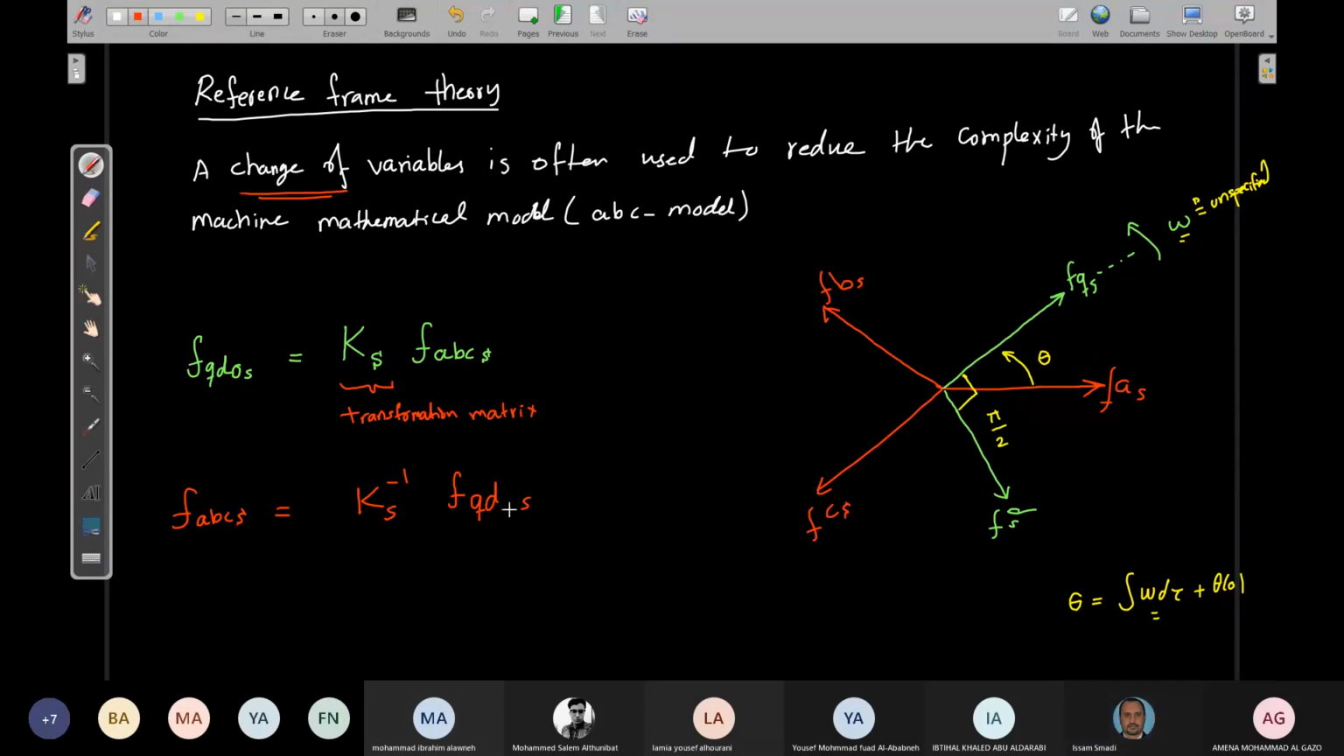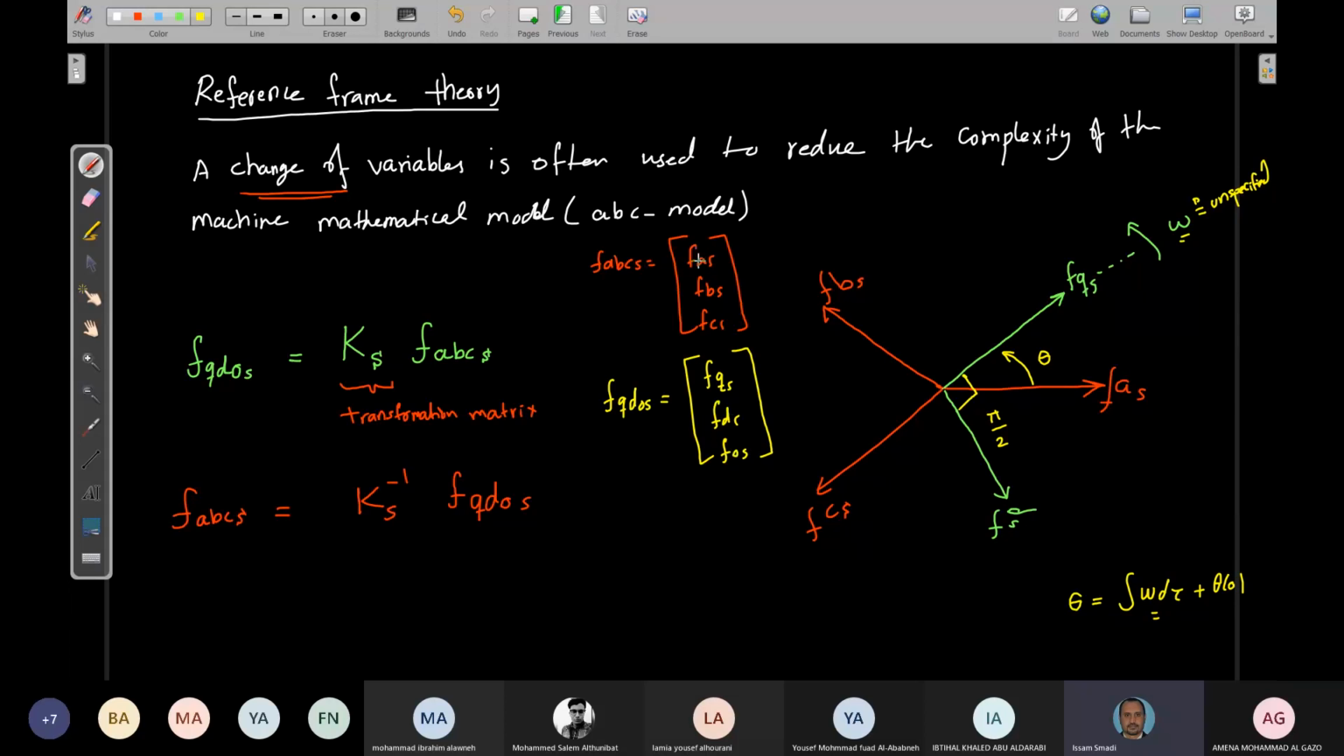Yeah? So here, this will be what? A transformation from FABCS, which will equal FAS, FBS, FCS, to FQD0S, which equals FQS, FDS, and F0S. And F0S is what? Is the 0 sequence. Yeah.